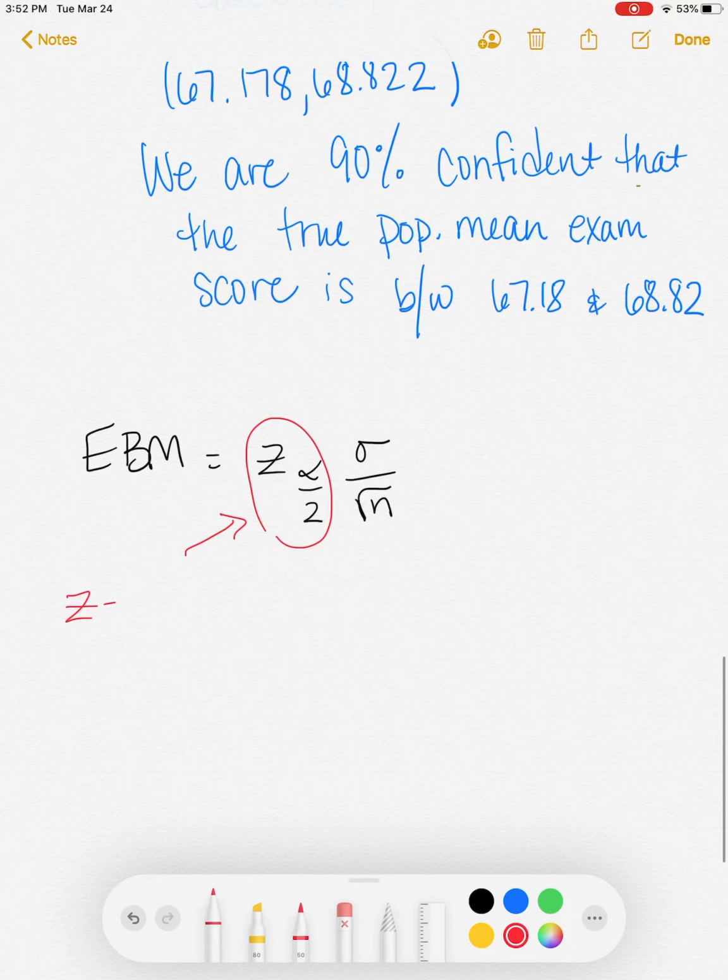So this basically is the z-score for that alpha over 2, the lower tail. So in order to find that, we would use our inverse norm.